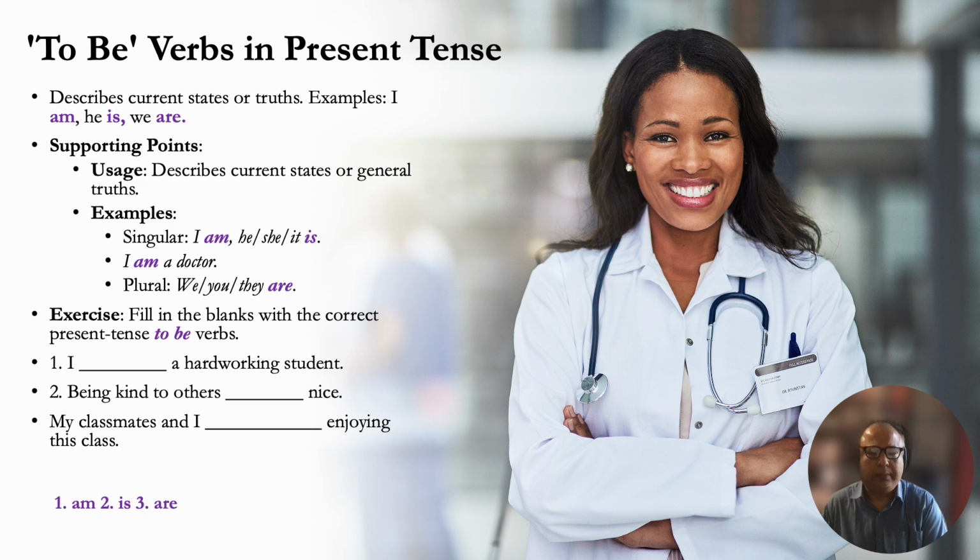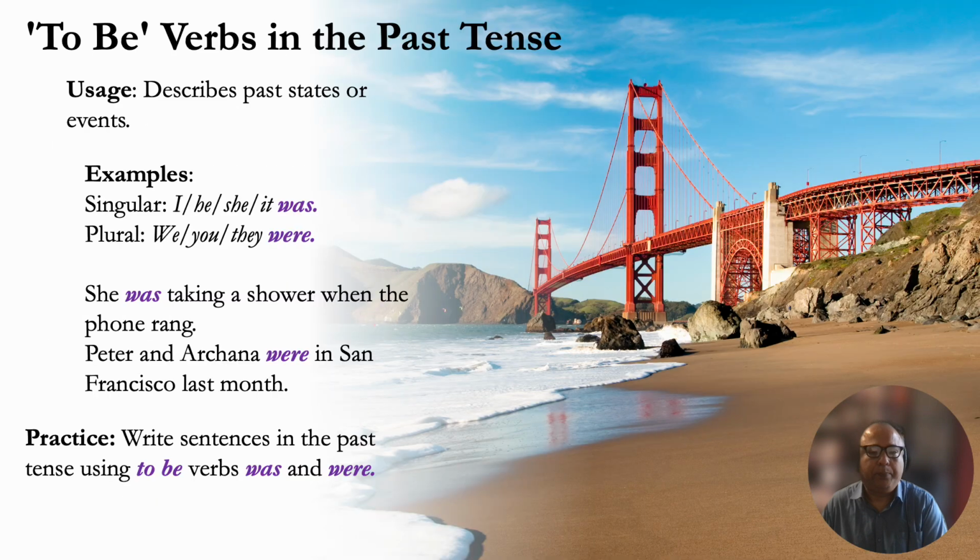Okay. How did you do? Did you do well? Number 1 is am, number 2 is, and number 3 is are. Okay, how about the past tense? To be verbs in the past tense.